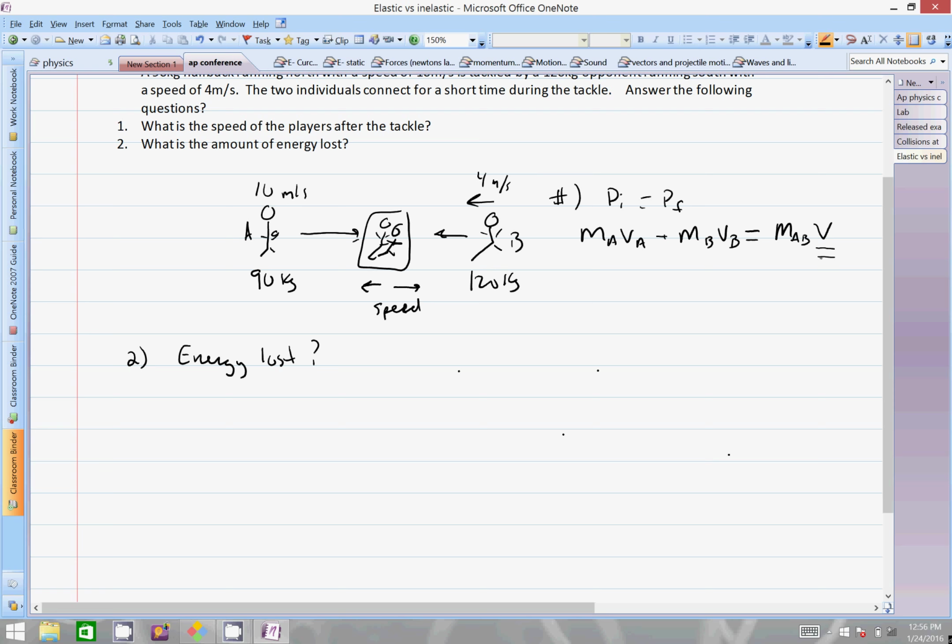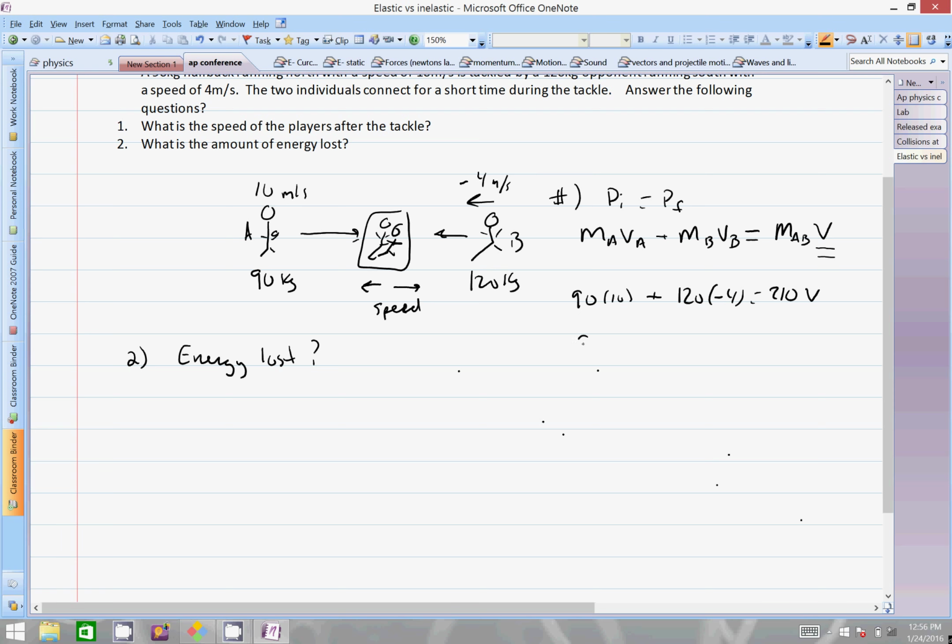So mass of A is 90, velocity of A is going to be 10. I have plus the mass of B, which is 120, and then the velocity for this guy will end up being negative because I'm going to say it's going the other direction. So I'll deem that as being negative 4. The total mass would be 210, and we're looking for this velocity.